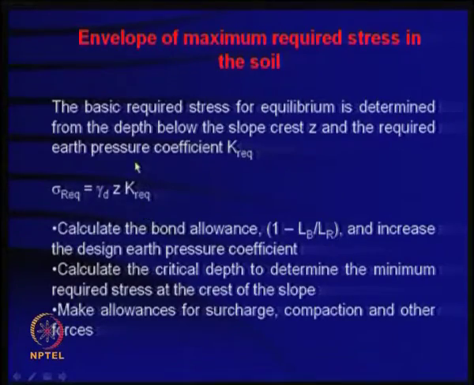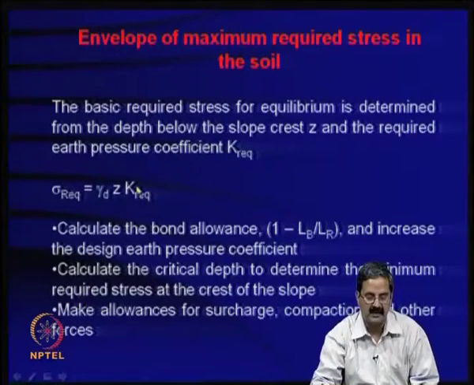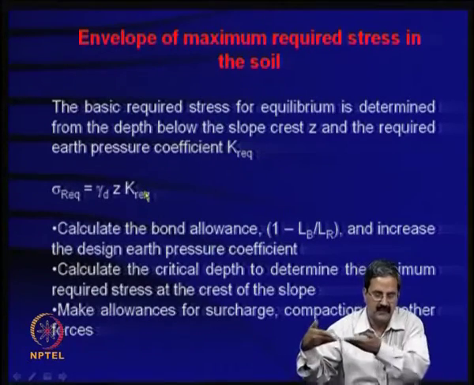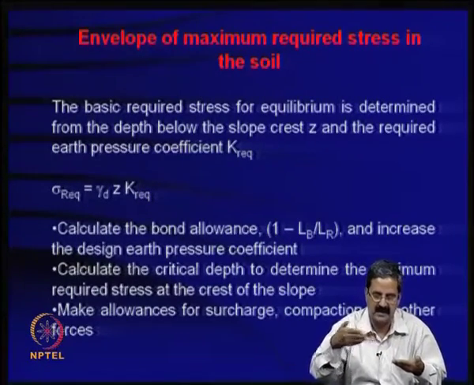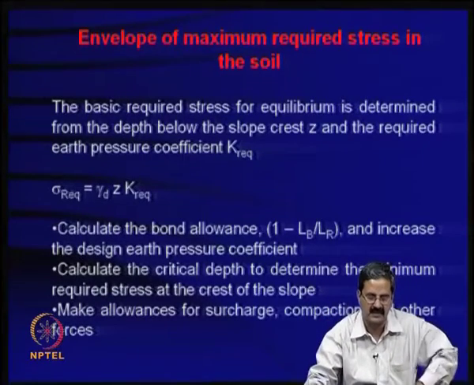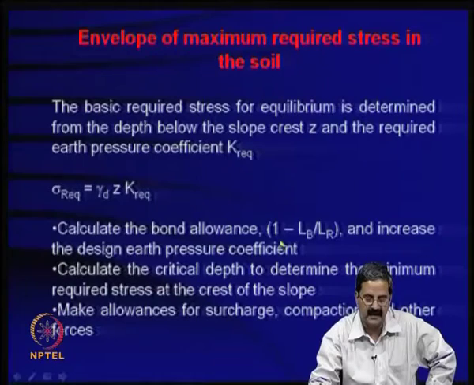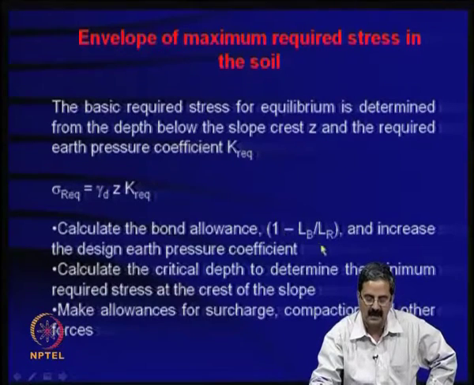Most of the time, the reinforcement will be at an angle, so a small correction has to be applied. For all these earth pressures, we assume the total force acting and calculate K required based on this, but K required should be a little higher. Why? Because the reinforcement is at some inclination to the failure surface. To make that correction, we use a factor of 1 minus LB by LR and increase the design earth pressure coefficient.